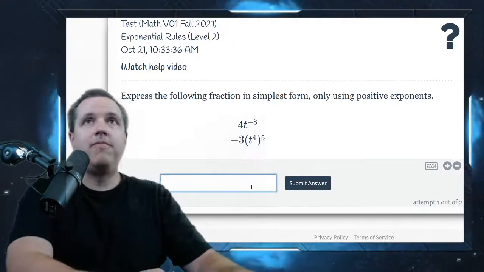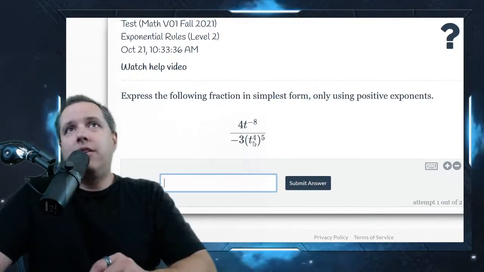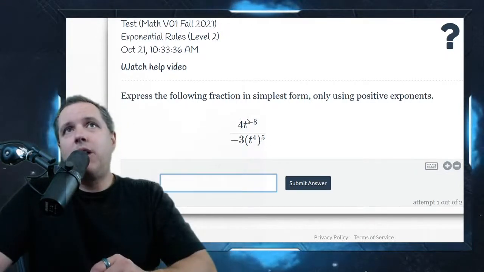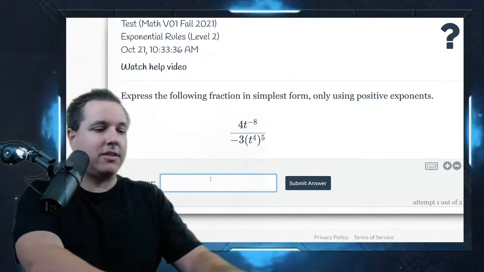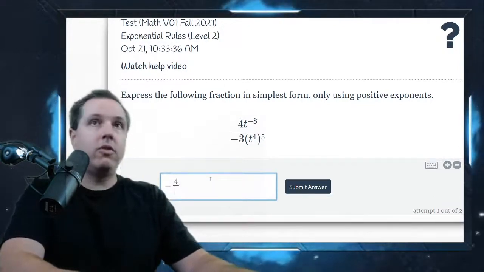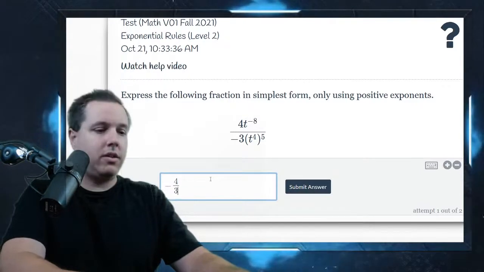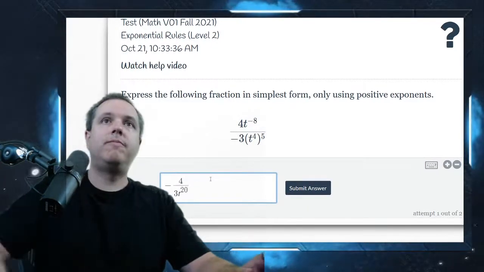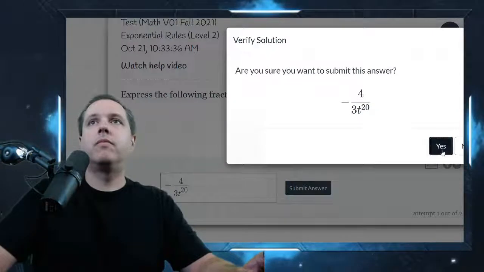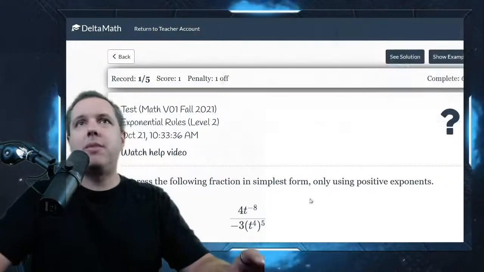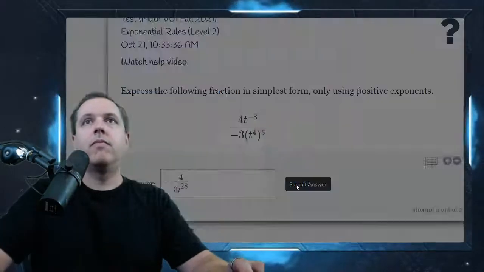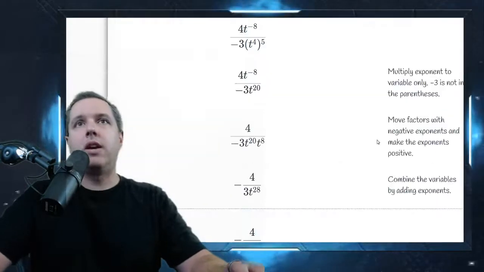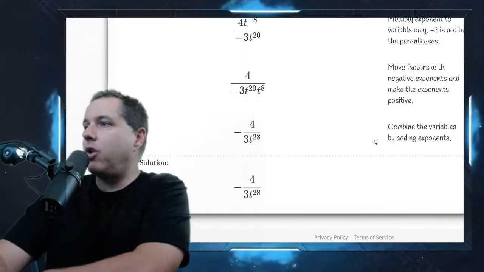So to get there, in this case, we're going to get t to the 20th in the denominator, right? And then when I move this one down, I'm going to get another 8. So we should have t to the 28 in the denominator. Let's see if I can manage to not mess this up. Over 3t to the 20th. No, see, I messed it up because I tried to do it in my head. Oh, because it should be 28. Yeah, okay, got it.